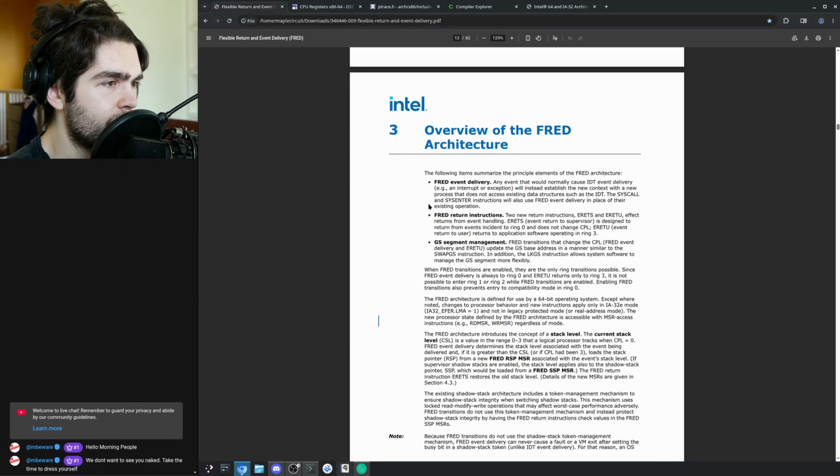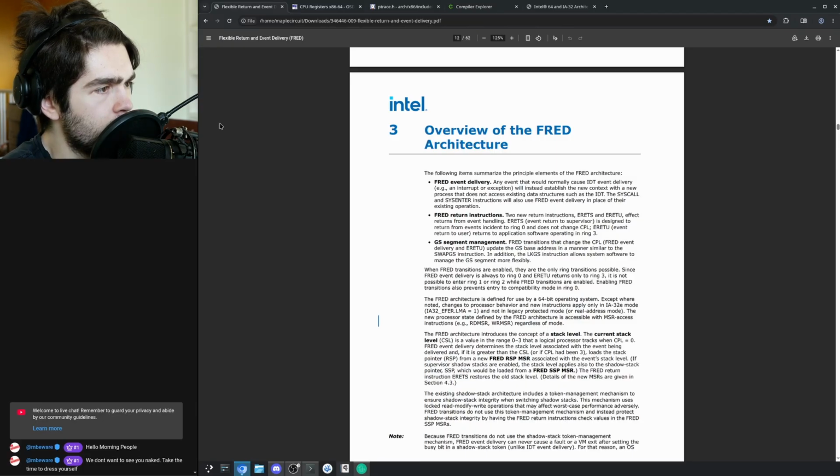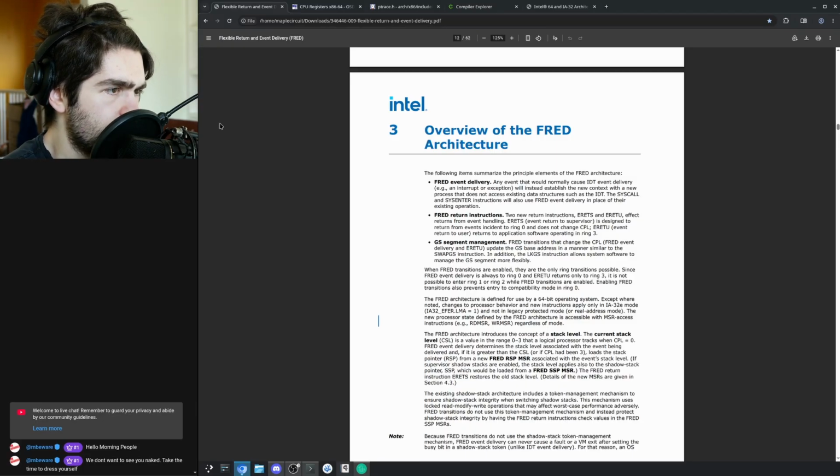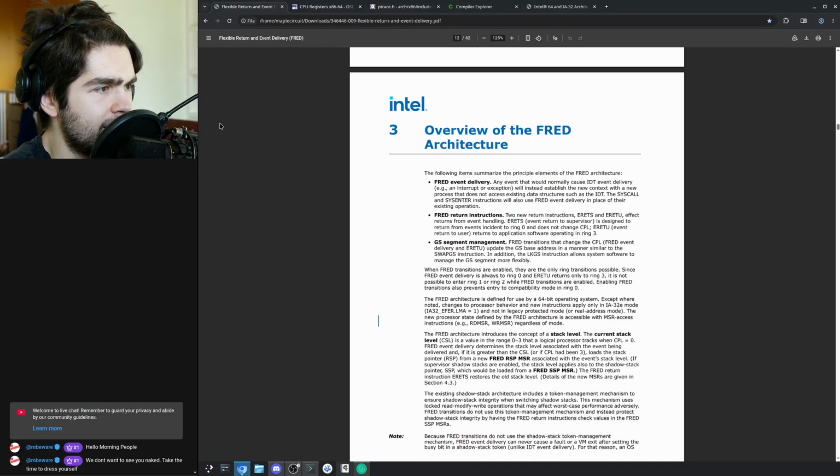So let's reread this for the 15th. We'll also use thread event delivery in place of their existing operation. Okay, so we don't use IDT anymore. Cool. Thread return instruction. Two new return instructions: ERET S, ERET U, effect return from event handling.